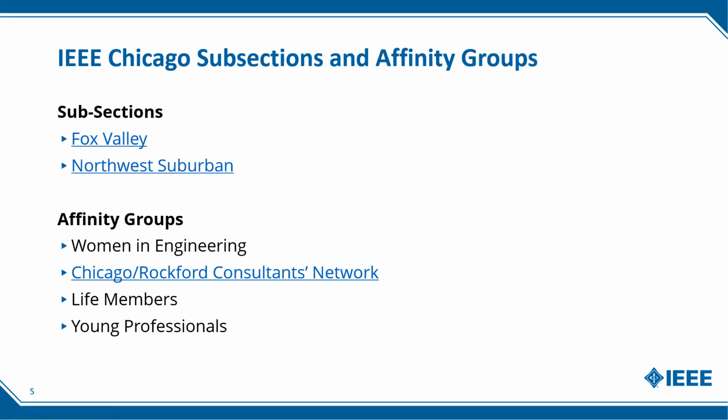For our subsections, we have 2 subsections. We have Fox Valley subsection and Northwest subsection. For affinity groups, these are particular groups that have various different interests. So for example, we have the Women in Engineering group. We also have the Chicago Rockford Consultants Network. We have the Life Members group, and we also have the Young Professionals group. The Young Professionals group is for those individuals that have graduated from college or university and have been in the profession for about 10 years or less.